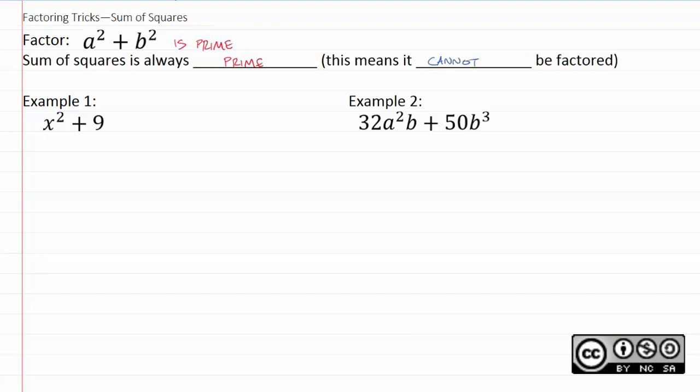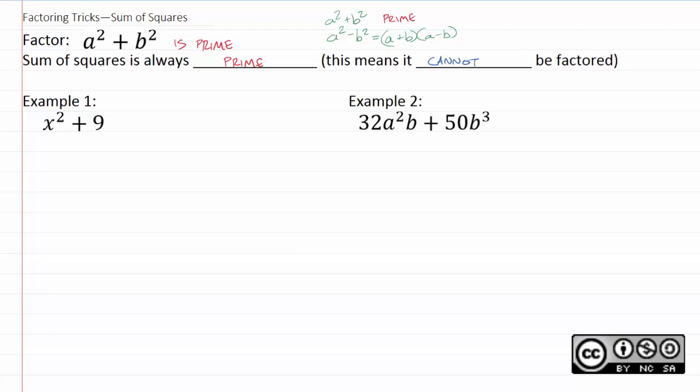So remember, if you see a minus, you can factor that. If you see a minus, a squared minus b squared, that factors into a plus b times a minus b. But if you see a squared plus b squared, that is prime. So make sure you can tell the difference there, because that is very important.